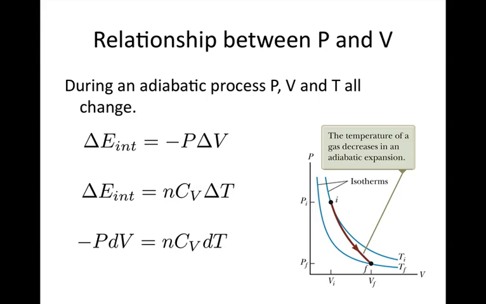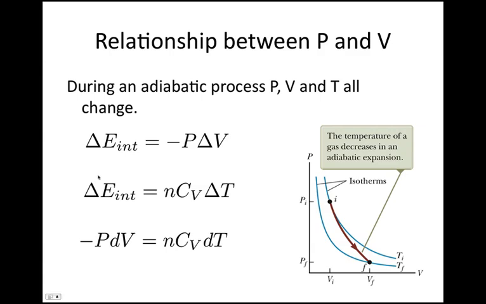Okay, now we're going to derive the relationship between P and V for an adiabatic process. This is a long derivation and you do not need to reproduce it. You just need to see it so that you're not taking my word for this equation being true. You can see it's true for yourself.